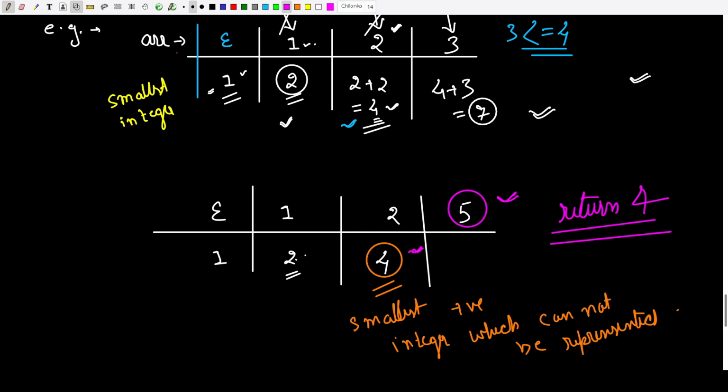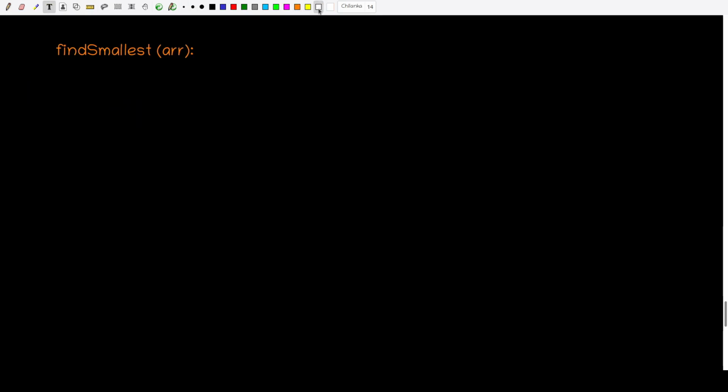Now let us discuss the pseudocode of this problem. So let us say an array is given to us and we want to find the smallest positive integer which cannot be represented. For this, we are going to take the smallest positive integer which cannot be represented, which is equal to 1. And that is the case where the array is empty. Now, after this, we are going to iterate on the elements of the array. So for element in array, we are going to check if element is less than or equal to answer. So let me explain this part, folks.